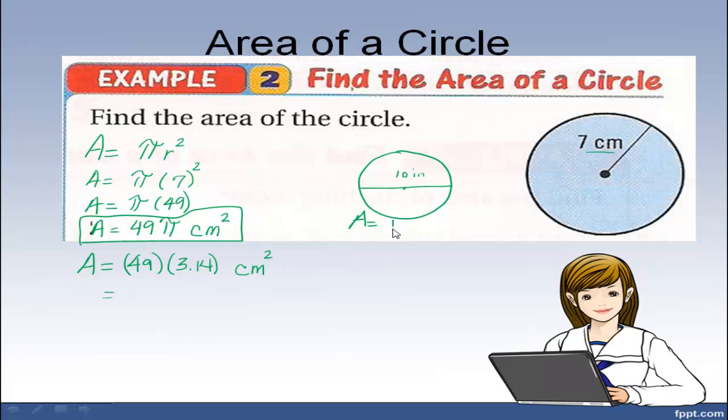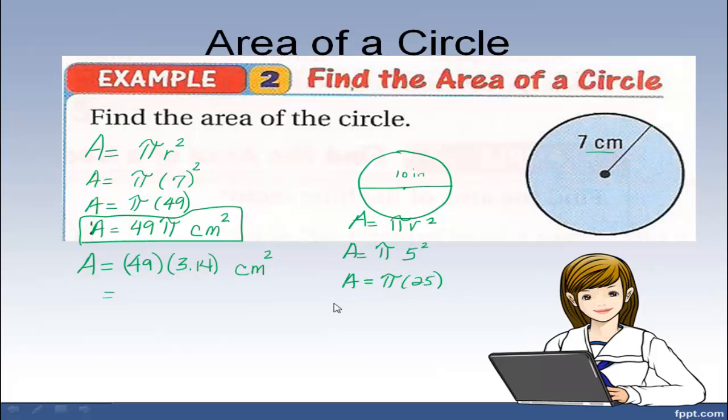Okay, so the formula for area is pi r squared. So let's plug in what we have. Notice that I need the radius. I don't have the radius, I have the diameter. So the radius in this case would be 5. Remember, the diameter is 2 times r. Okay, so we need 5 squared. So the area is equal to pi times 25.